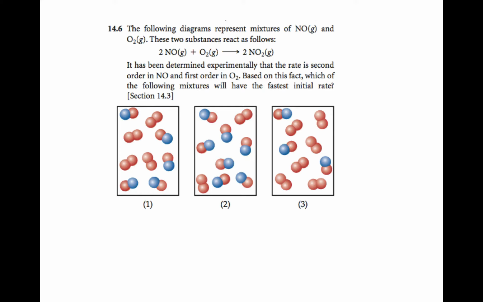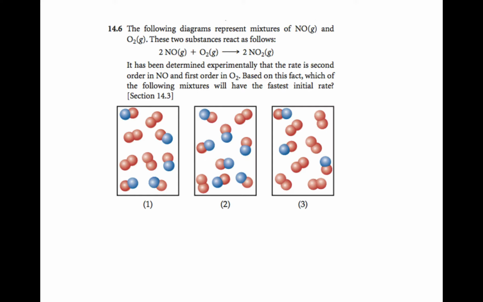6. The following diagrams represent a mixture of nitrogen monoxide and oxygen. These two substances react as follows. 2 moles of nitrogen monoxide reacting with 1 mole of oxygen makes 2 moles of nitrogen dioxide. It has been determined experimentally that the rate law is second order with respect to nitrogen monoxide and first order with respect to oxygen. Based on this fact, which of the following mixtures will have the fastest initial rate of reaction?